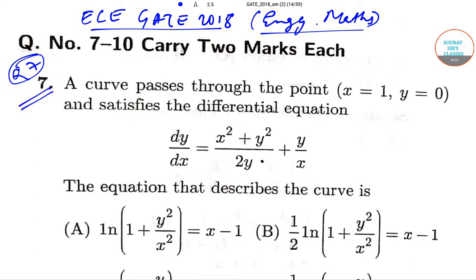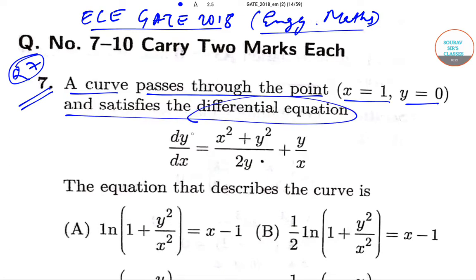So let's begin. A curve passes through the point x equal to 1, y equal to 0 and satisfies the differential equation dy by dx is equal to (x square plus y square) upon (twice of y plus y by x).